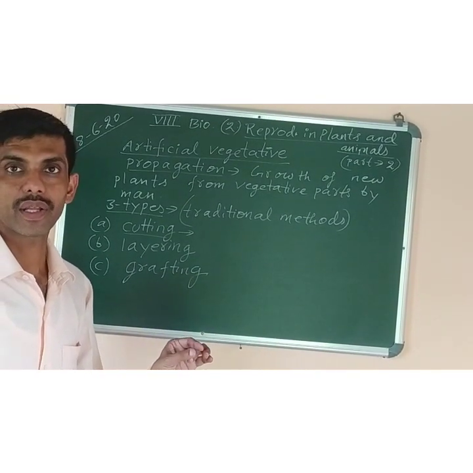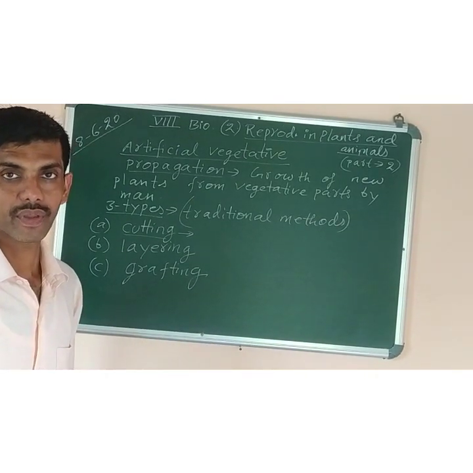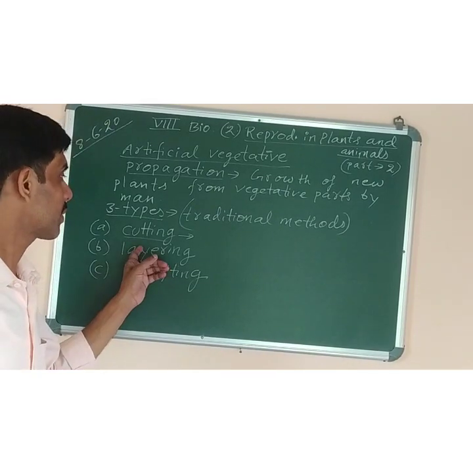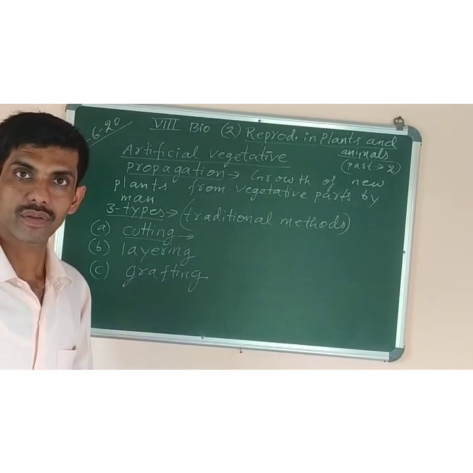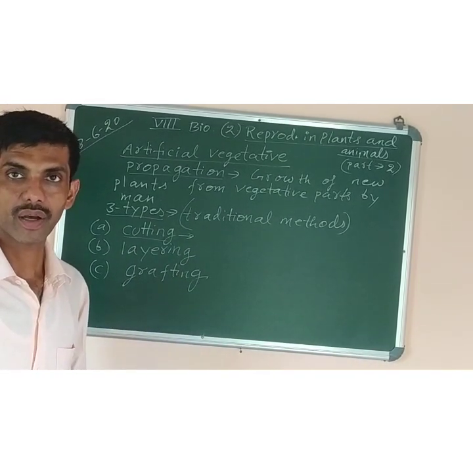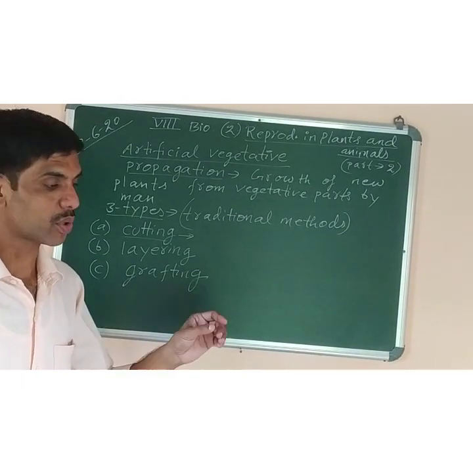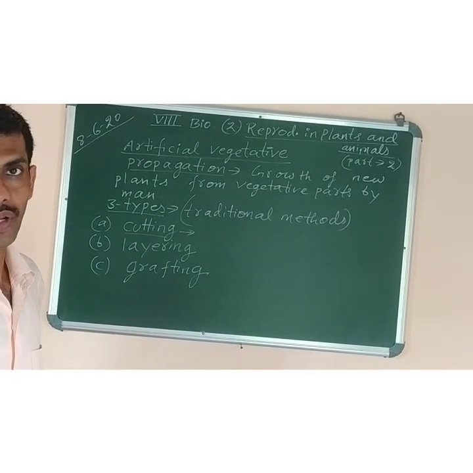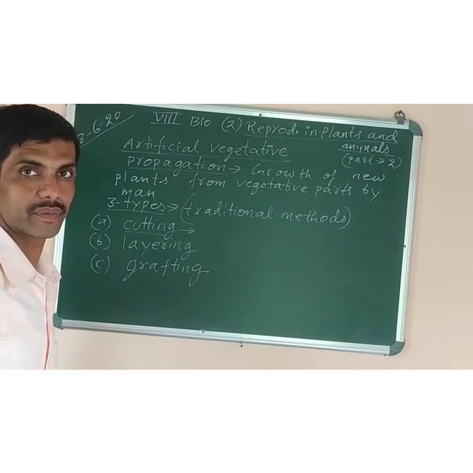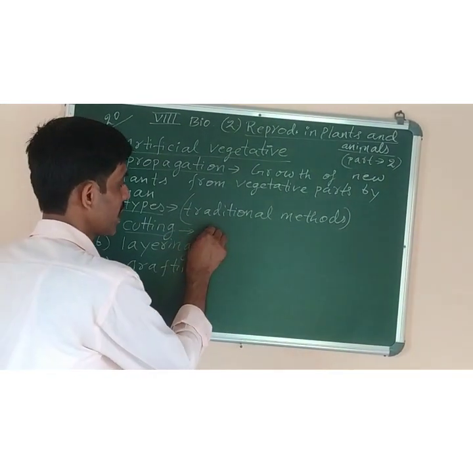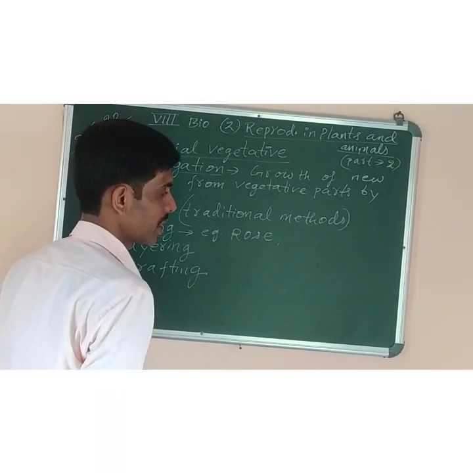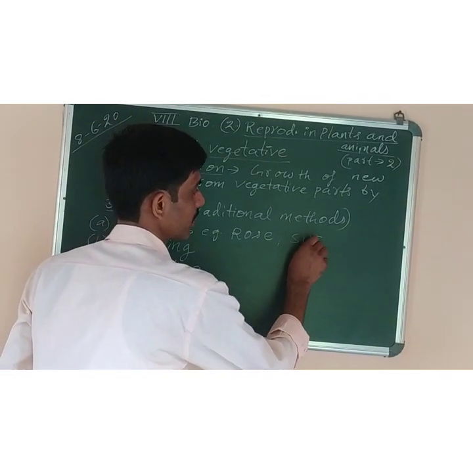That cut part will develop roots and it will grow into a new plant. This method of growing a new plant by stem cutting of the parent plant and growing it in the soil so that it can develop roots and grow into a new plant is called stem cutting. So where is this type of method found? As an example, you can write: stem cutting is found in rose. It is found in sugarcane also.